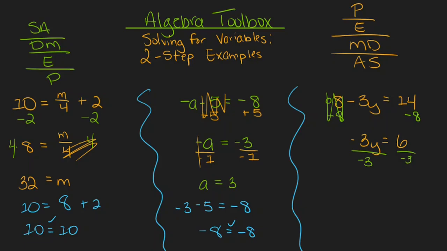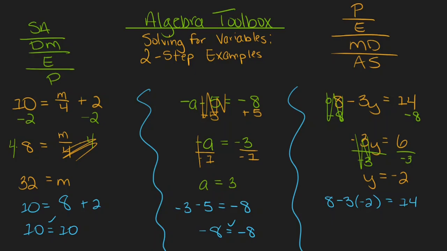On the left-hand side, negative 3 over negative 3 becomes 1, and 1 times y is just y. So we're left with y on its own. And on the right-hand side, 6 divided by negative 3 is negative 2. Finally, to check our work, let's go back to the original equation and plug in negative 2 where we had y before. So we had 8 minus 3 times y. I'll use parentheses to show that multiplication here. So times negative 2 equals 14.